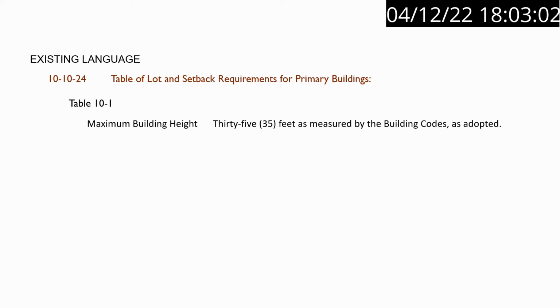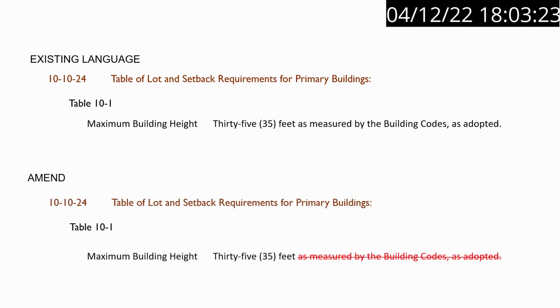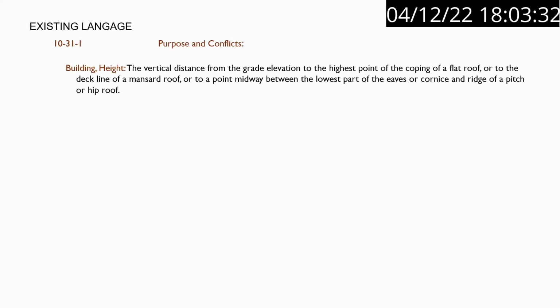Here is our current definition in Chapter 10, where it talks about building heights for uses, and it says as per the building code, which to me is a little odd that we'd be referring to the building code. So the change is to just remove "as per building code" as how we measure building height. The biggest one is just the language in the definition.